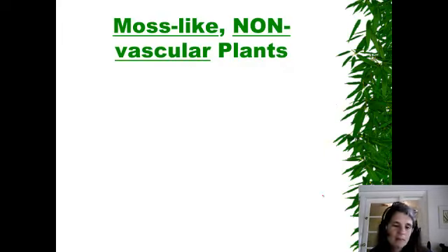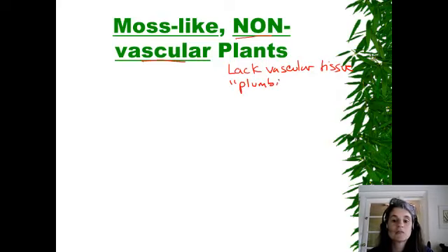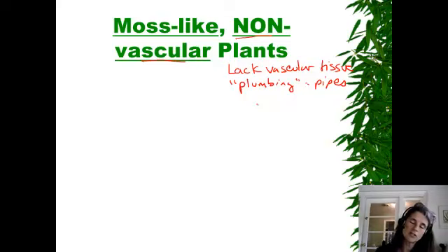Now, our first step from the green algae is with moss-like non-vascular plants. Okay, let me be clear about what we're talking about. Non-vascular means that we lack something called vascular tissue. You have vascular tissue too. I want you to think of vascular tissue as plumbing. In other words, pipes that are going to very efficiently allow large amounts of food and water to flow through a plant.